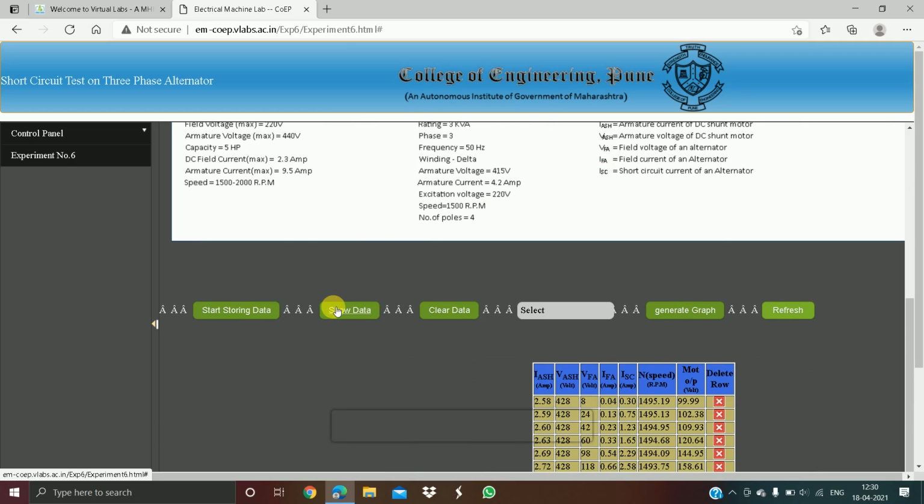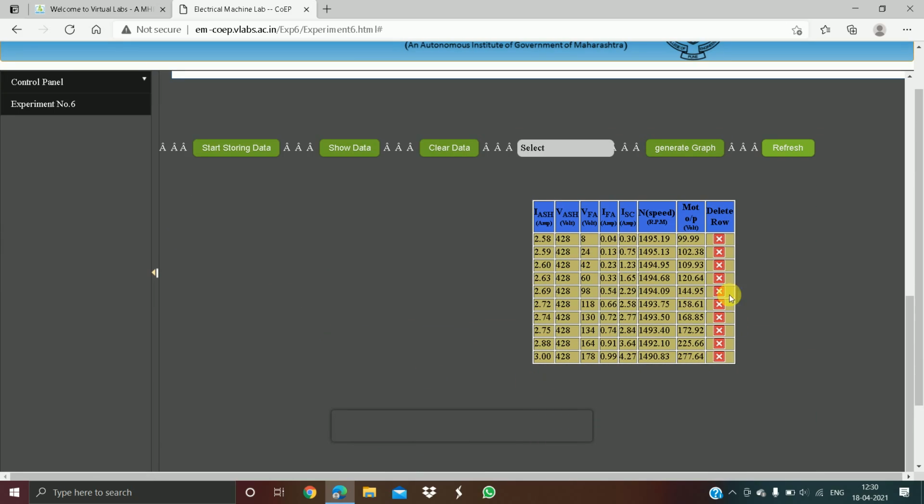Now show data. You can see the table from which we can plot several graphs: the line current and the armature current, the line current and the speed of the alternator, and the input current given to the motor and the output of the motor. Like this we can plot several graphs.